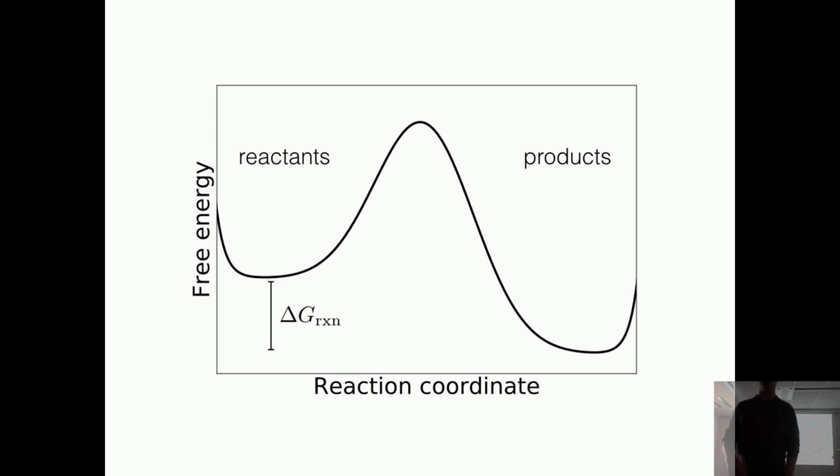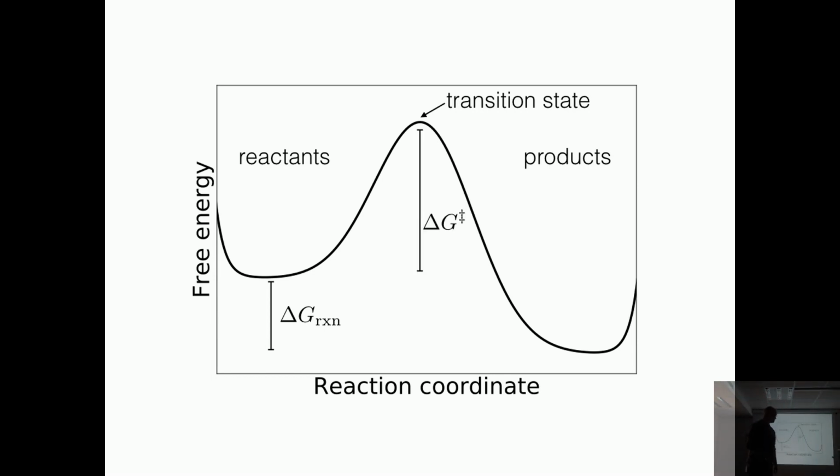And you all know that we have a delta G of reaction, that there's something called the transition state. There's this delta G at the transition. And the higher that barrier is, the higher that delta G double dagger is, the less likely the transition is to occur spontaneously, or the longer you have to wait to see the transition occur.